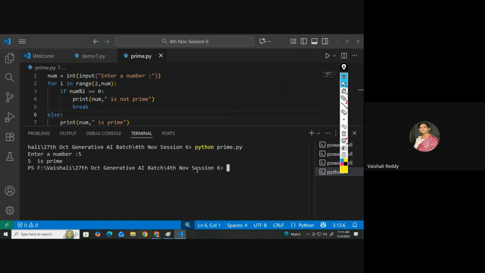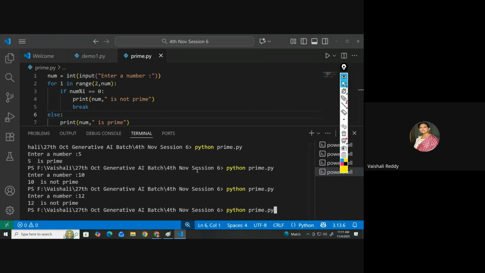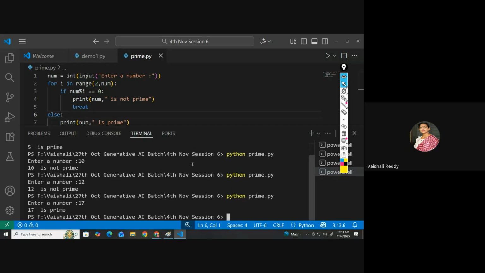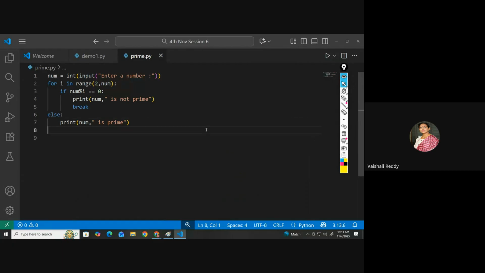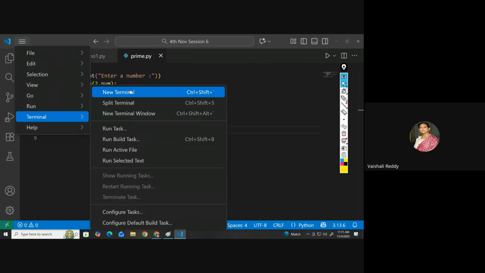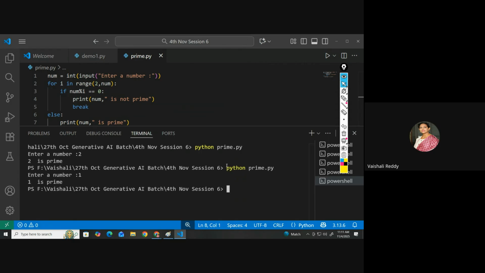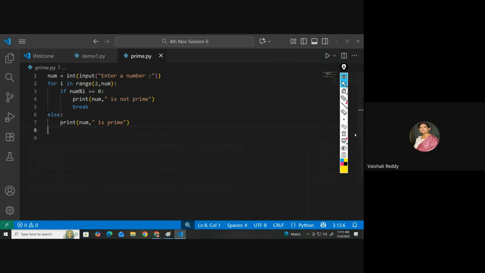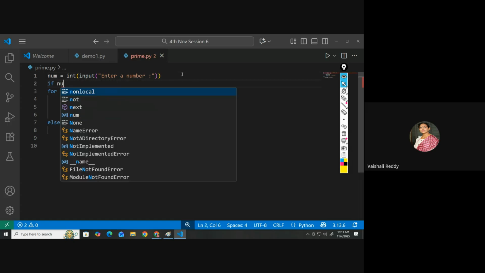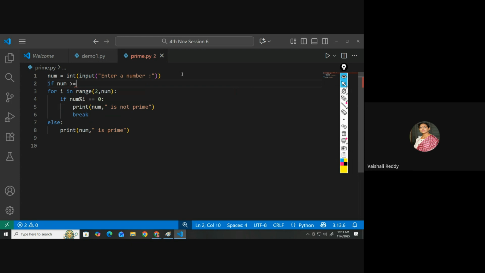So if I enter 5, it is a prime number. If I enter 10, it is not a prime number. 12 is not a prime number. 17 is a prime. Enter 2, please. It is a prime number. What about 1? It is saying 1 is prime. Is 1 a prime number? No. So we need to put one more condition here. If the number is greater than or equal to 2, then only apply this.